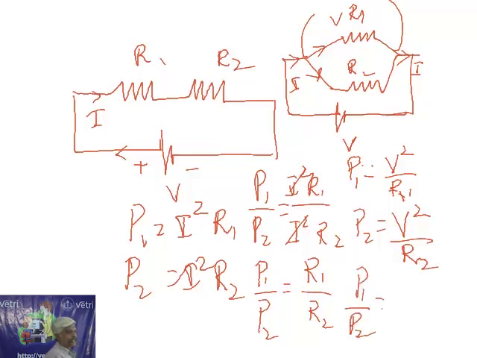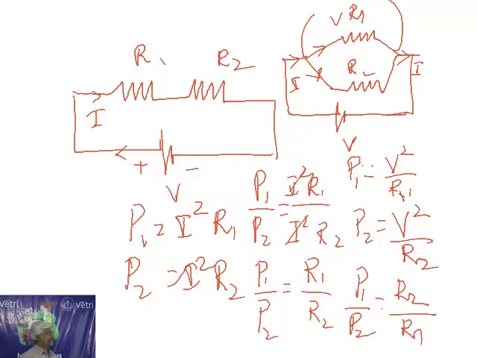PV gets cancelled, leaving R2 by R1. So, if R1 by R2 comes, that is resistors in series. If R2 by R1 comes, resistors are in parallel. What does it mean? Power is inversely proportional to resistance. For more resistance, we get less power consumption. If it is less resistance, more power consumption.